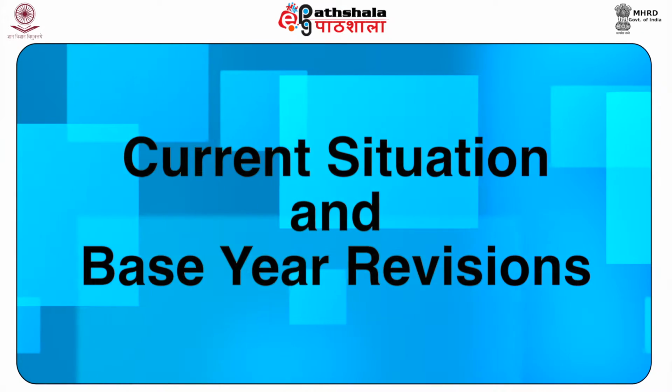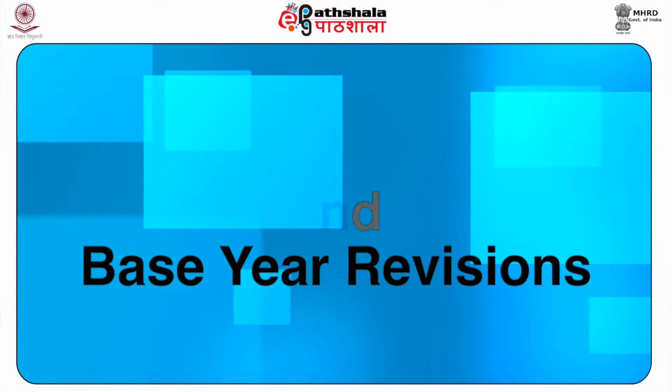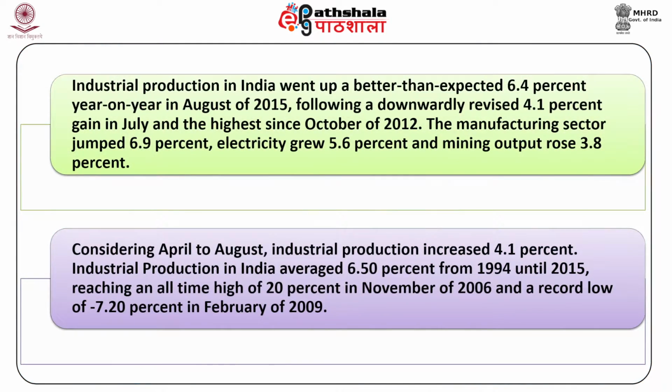Now we can discuss the current situation and base year revisions. Industrial production in India went up a better than expected 6.4% year on year in August of 2015, following a downwardly revised 4.1% gain in July and the highest since October of 2012. The manufacturing sector jumped 6.9%, electricity grew 5.6%, and mining output rose 3.8%.